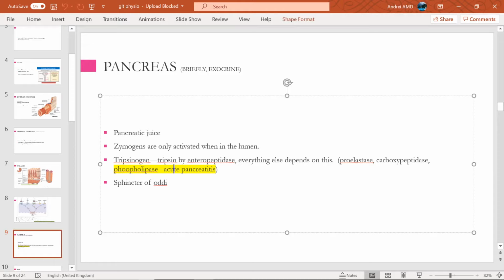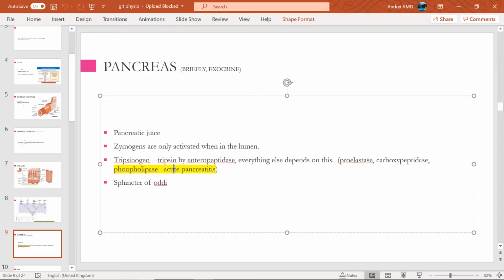Then you would think, okay, how is trypsin activated? Trypsin is trypsinogen when it's a zymogen. And when it gets to the lumen of the intestine, that's when it should be activated, right? So it's activated by enteropeptidase, in the lumen. Then now it's trypsin, and then all the other enzymes get activated.